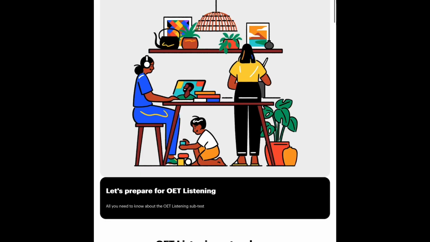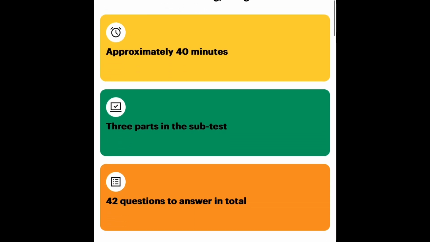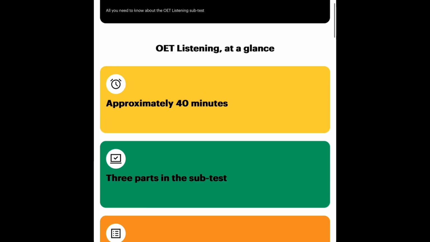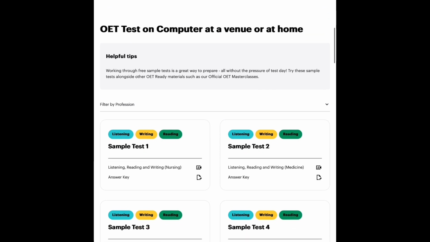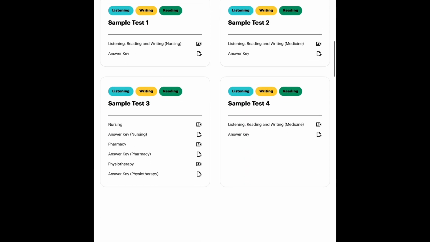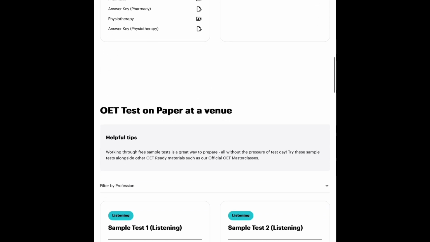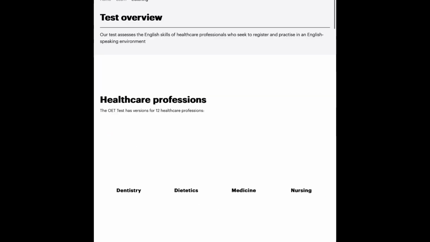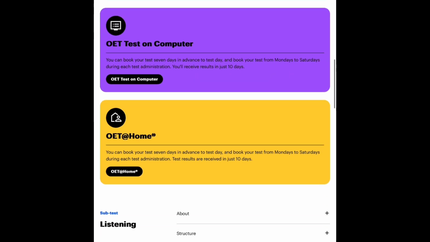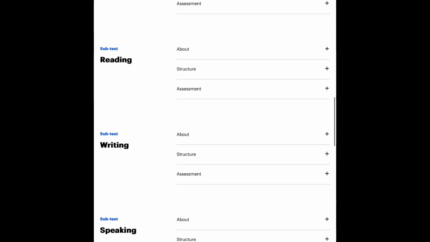Now you can find more resources to prepare. See, just by clicking on prepare, we went here, and there are sample tests available here. Sample tests for listening, writing, reading, all of that. So we move back to the original page and we go to the reading section.